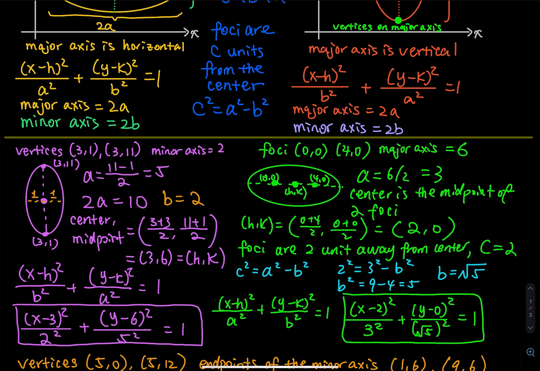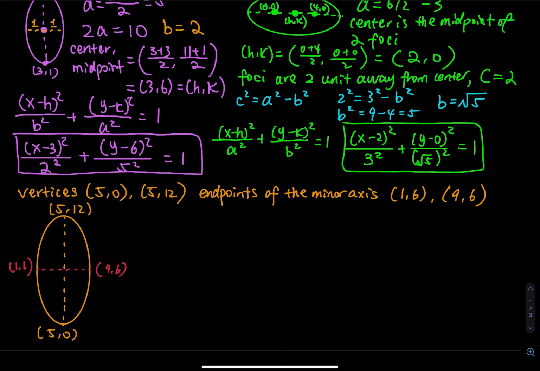Moving on to the last problem. The last problem, we have two vertices, (5, 0) and (5, 12). As always, my recommendation is you sketch the graph. Either use graphing paper or you don't. I don't really need to use graphing paper because I know that (5, 0) is below (5, 12), y equals 12 and y equals 0.